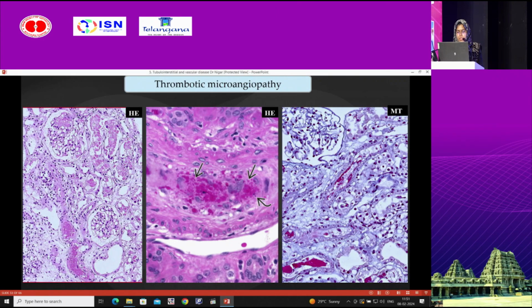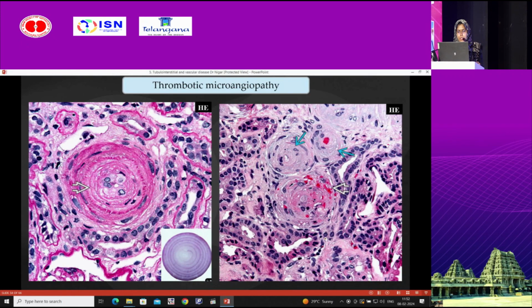Coming to TMA. TMA is a pattern of injury and not a specific diagnosis. Again, you can see that there are luminal thrombi in these vessels and a few thrombi in the capillaries also. This is a high power showing the granular characteristic of the fibrin, and there is some karyorrhectic debris here. This is best appreciated on trichrome stain, and these stain as red, which are fuchsinophilic.